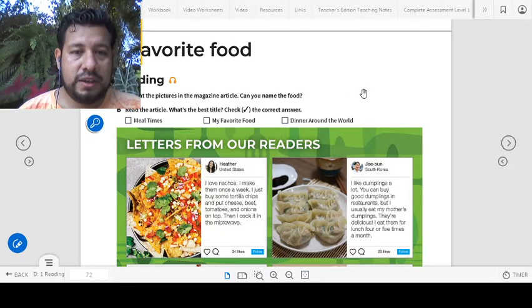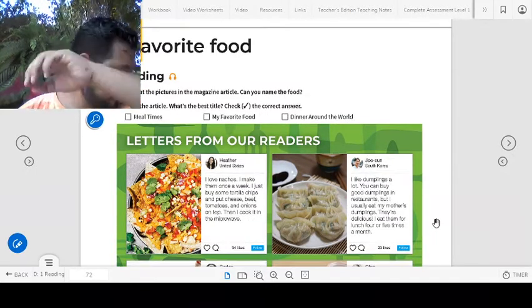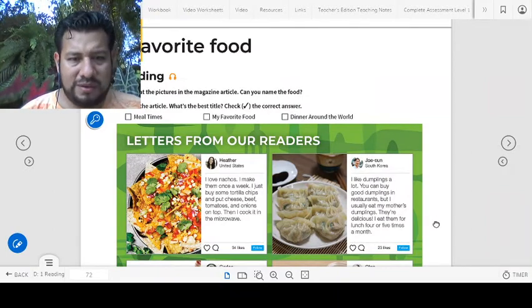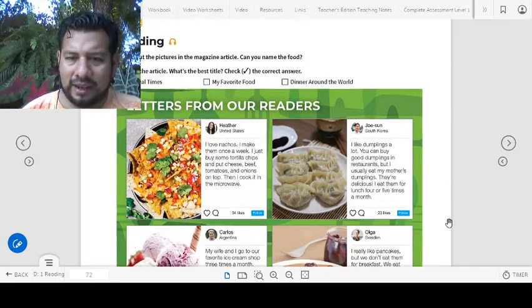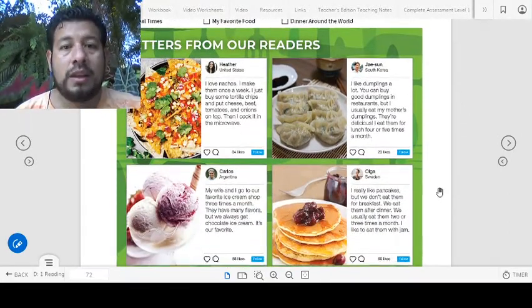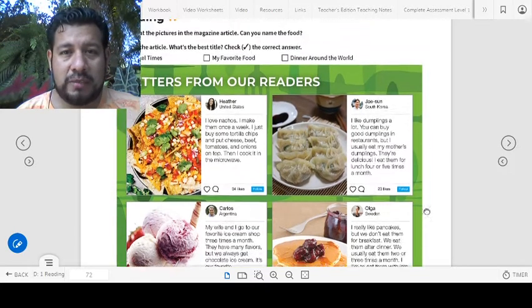Favorite food. Okay, so this is a reading. It says, look at the pictures in the magazine article. Can you name the food? Vean las imágenes. ¿Qué rayos es esto? Do you know the name of the dish? ¿Conocen el nombre del platillo?